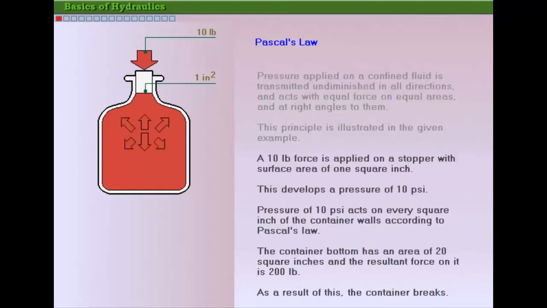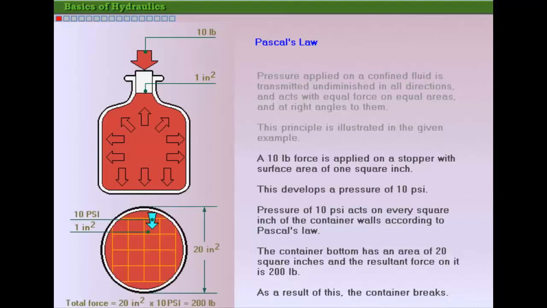A small input force is applied to the stopper. Pressure equal to the force divided by the stopper area is created in the fluid. In this case, it is 10 pounds per square inch of pressure, as we have applied 10 pounds of input force over an area of 1 square inch. According to Pascal's law, this pressure is then transmitted through the fluid undiminished in all directions. This pressure acts against all equal areas of the bottle.